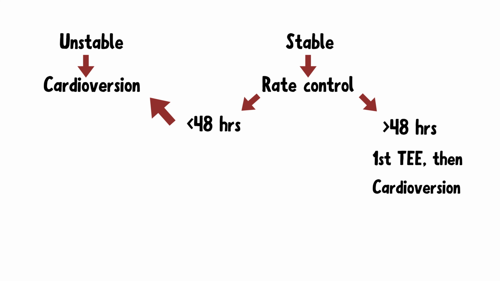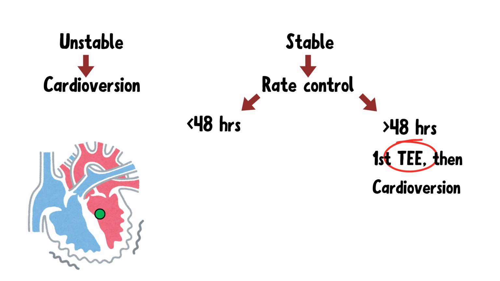So why can you cardiovert if the atrial fibrillation has been present for less than 48 hours? The reason is 48 hours is not enough time for a clot to form. So if you cardiovert now, there's no risk of stroke. That's why if the atrial fibrillation has been present for more than 48 hours, it's wise to do a TEE and check if there are any clots before cardioverting. Because beyond that 48-hour mark, there's a risk of clot formation.